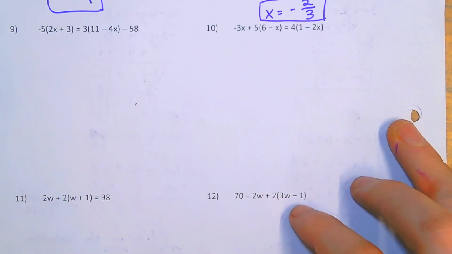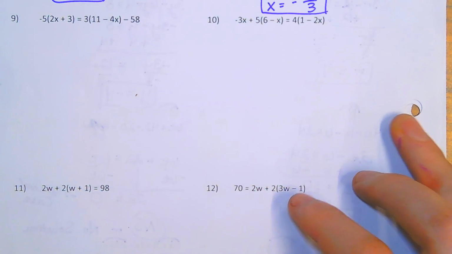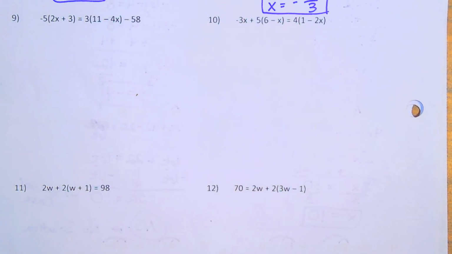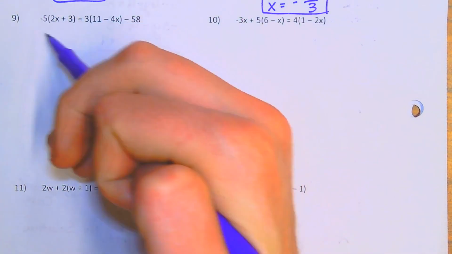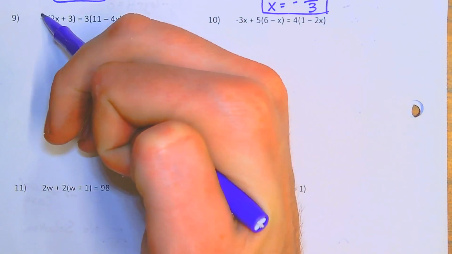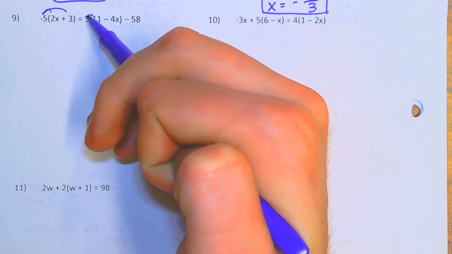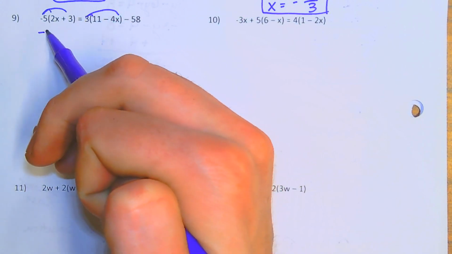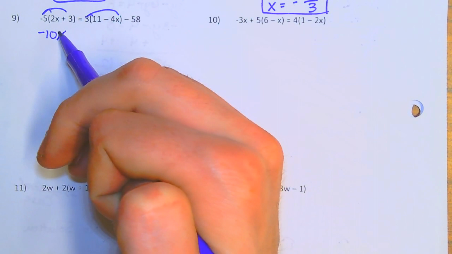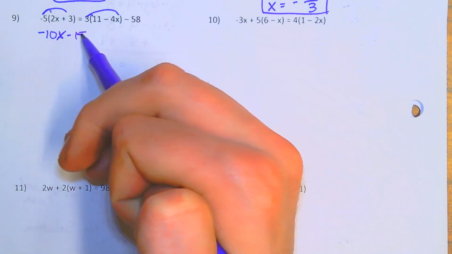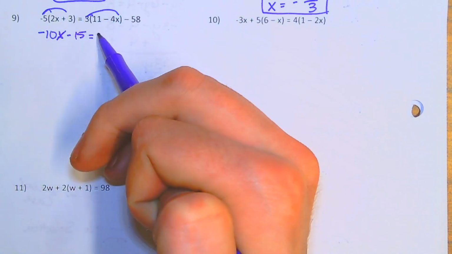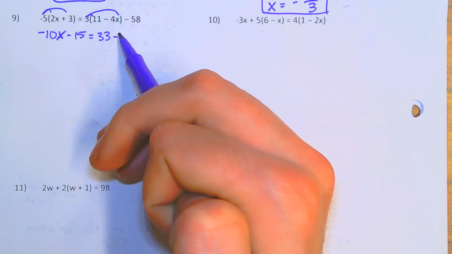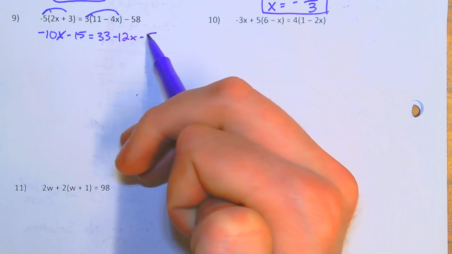Alright. Let's move on to our next problem. 9 and 10. Okay? On 9, we're looking at, again, getting rid of those parentheses very first. So we're going to distribute. Make sure you draw your lines. Again, it's very helpful to remember that you have to multiply. Negative 5 times 2, that's a negative 10x. Negative 5 times 3, that's minus 15. 3 times 11, 33. 3 times a negative 4, that's a negative 12x. Minus 58.